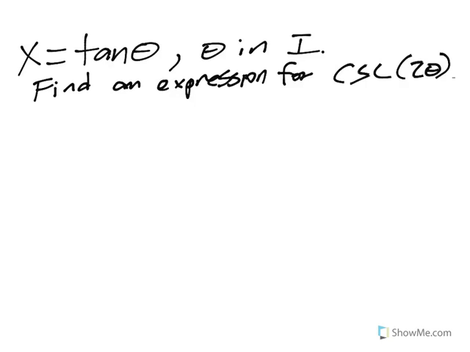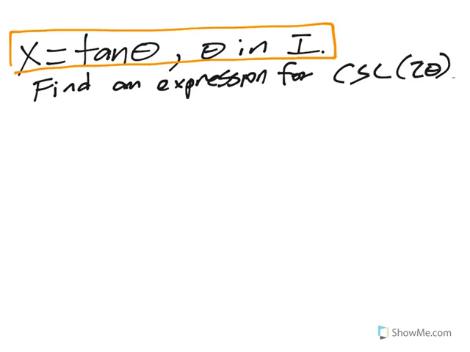This lesson is to show how to take a problem where you're given a variable to stand for one of the trig functions. So in this case, the variable x is what we'll use to represent tangent of theta. You're also given what quadrant theta is in, and then you're supposed to find an expression for cosecant of 2 theta in terms of this variable x.